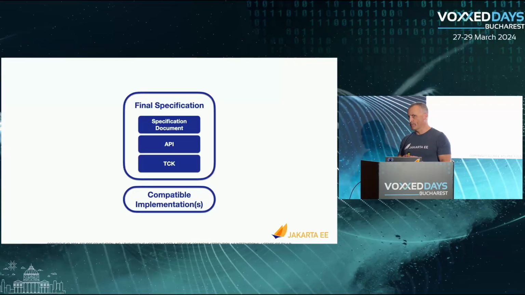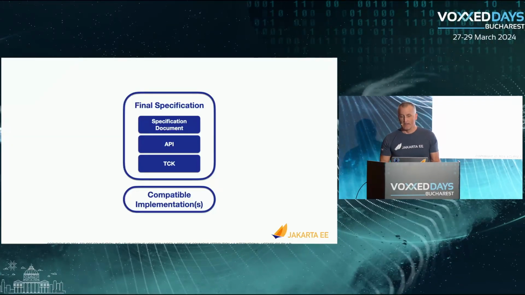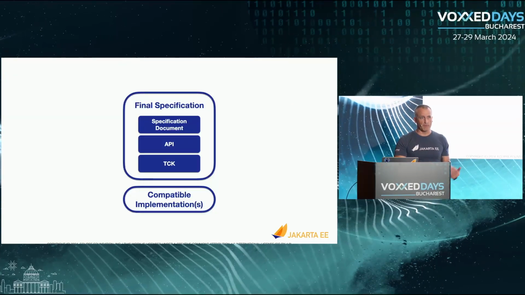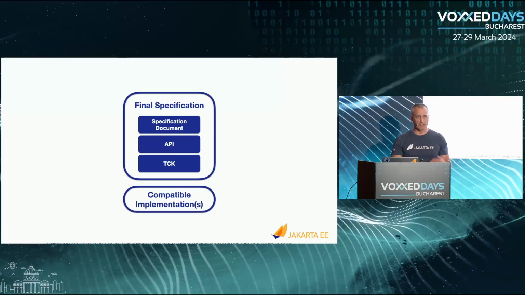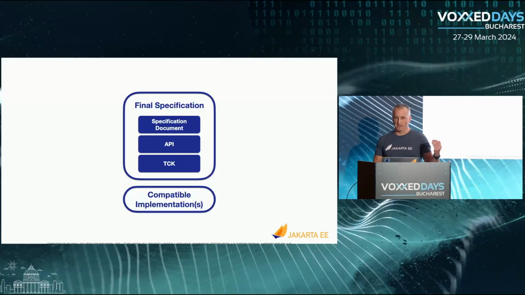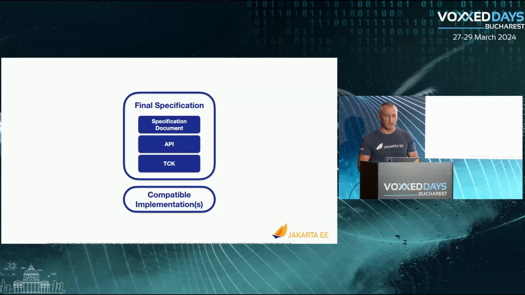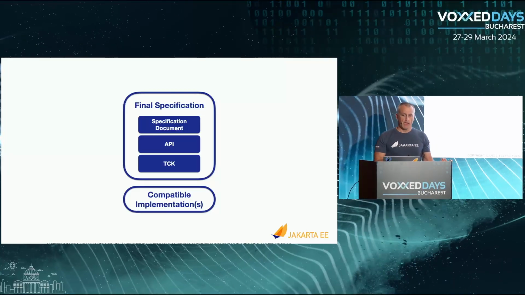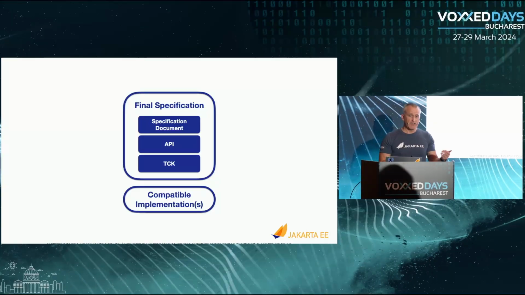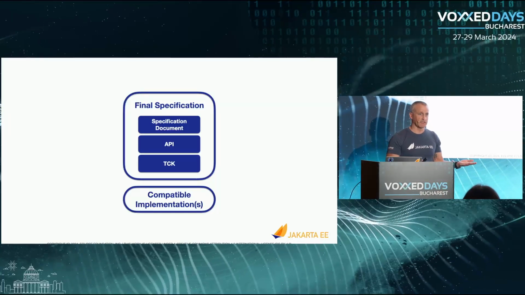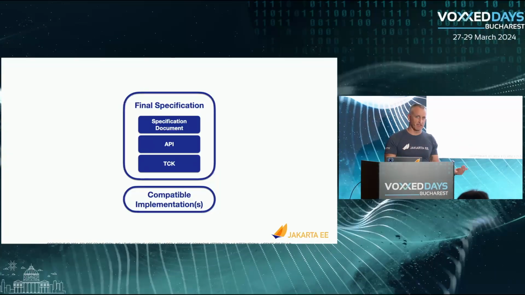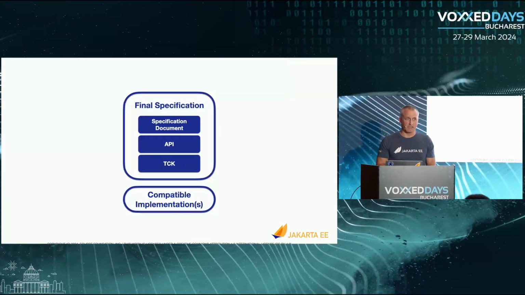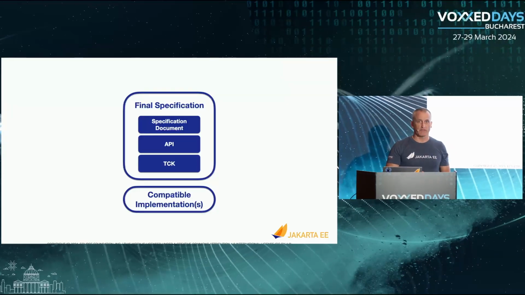And there's also a test compatibility kit, or a TCK, that is a suite of tests that test if an implementation implements this specification and fulfills all the requirements specified in the document and by the API. When it passes the TCK, it is a compatible implementation. We need at least one compatible implementation to ratify a specification as a final specification, and that has to be an open source one. From there on, it can be any license, but it has to be at least one open source implementation.